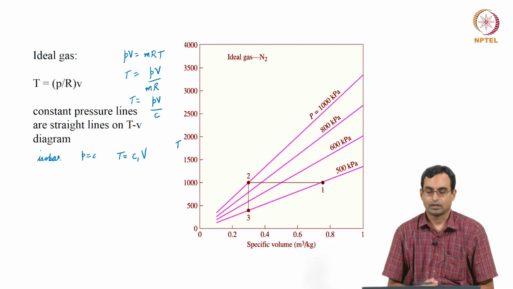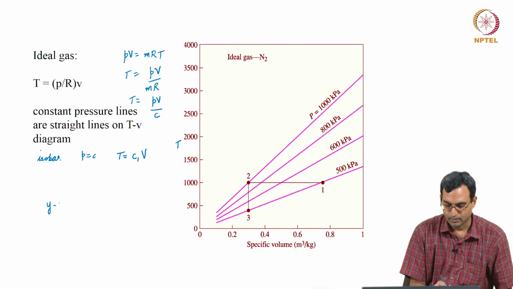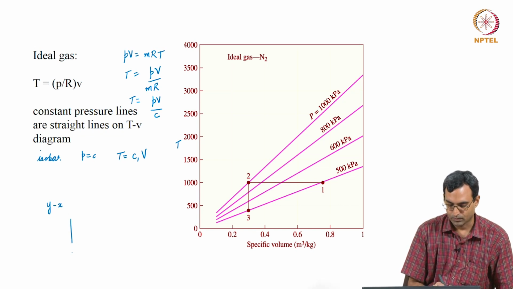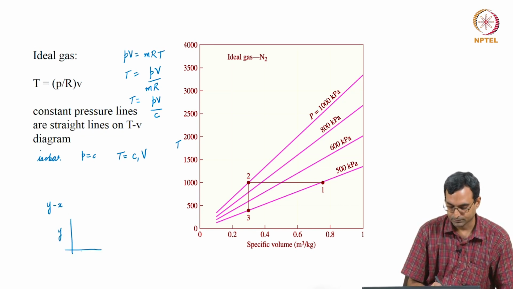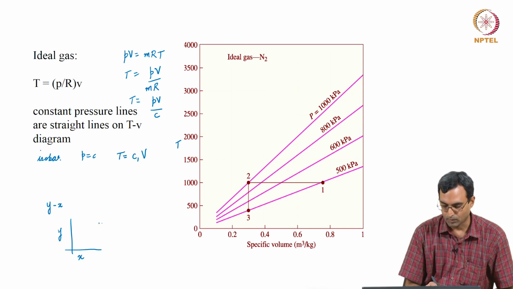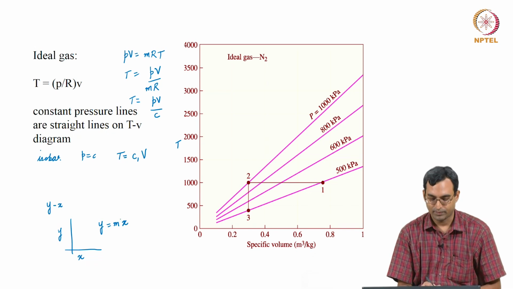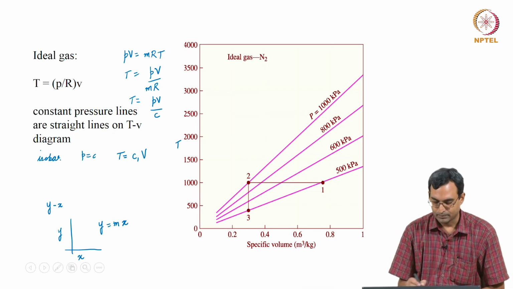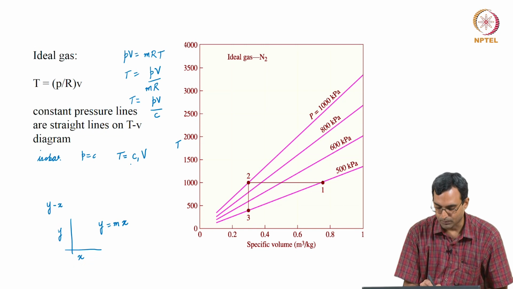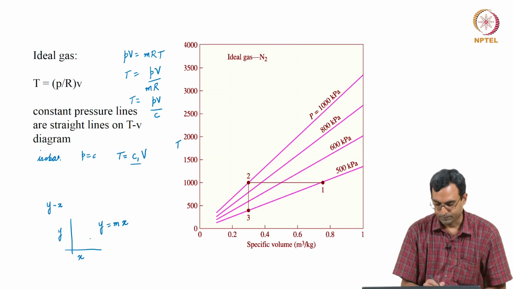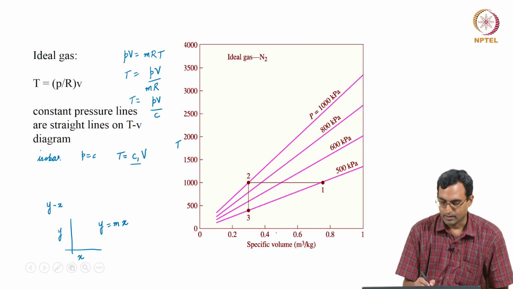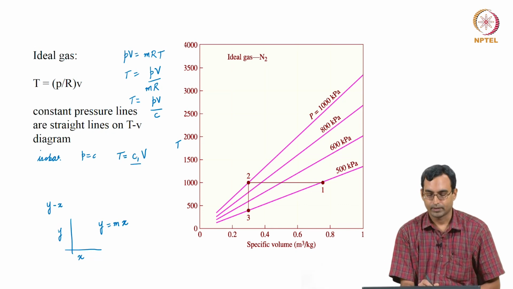So, on a y versus x plot, which is what we are more commonly used to, an equation of the form y equal to m into x is a straight line with a slope of m. So, on a TV diagram, an equation of the form T is equal to some constant into V is also a straight line whose slope is c1.